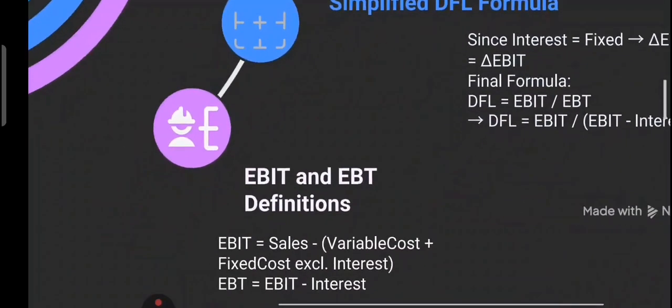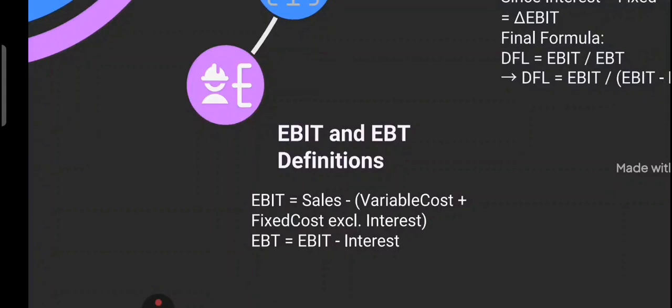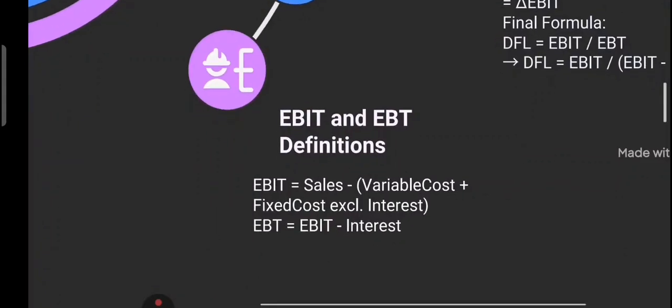And finally, some more important formula that will help you to solve the problem is that suppose sales is given, variable cost is given, fixed cost is given, you have been asked to calculate EBIT, how to go about doing that? So what you do, first of all, you take the sale, you subtract variable cost, and you also subtract the fixed cost excluding interest. Right, you also subtract the fixed cost from that, and then you will get EBIT.